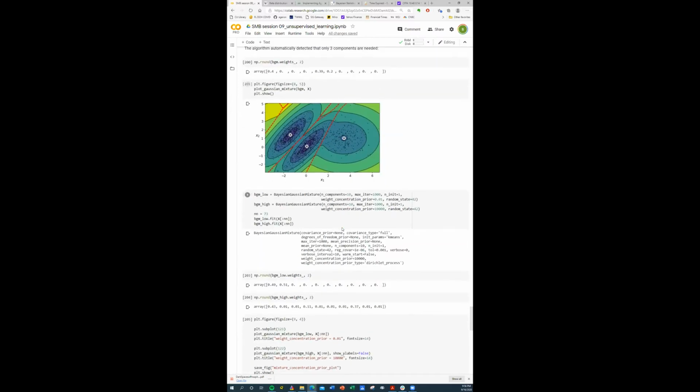So it detects there are only 3 clusters, and gives an array. These are the probabilities. And we can plot them. We go 1, 2, 3. So I'm going to switch back to the book for a bit.